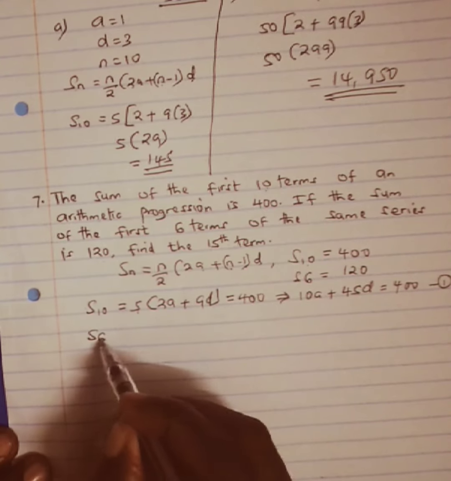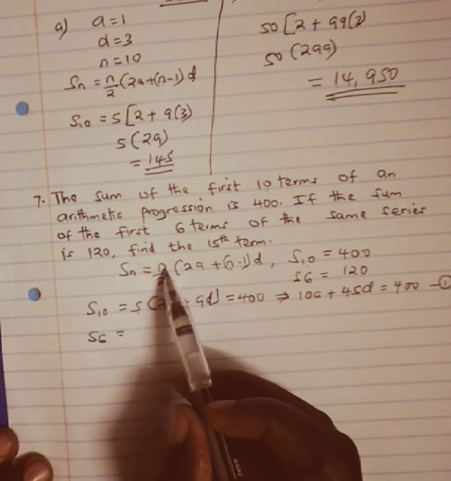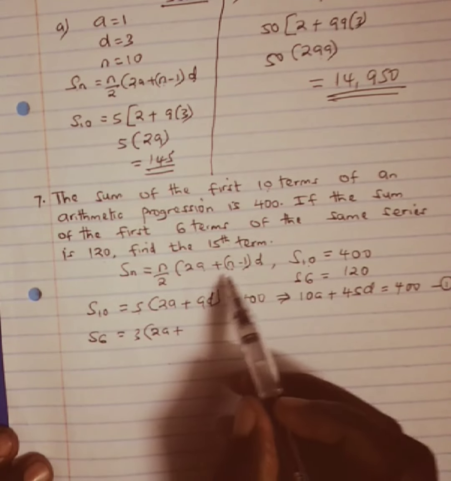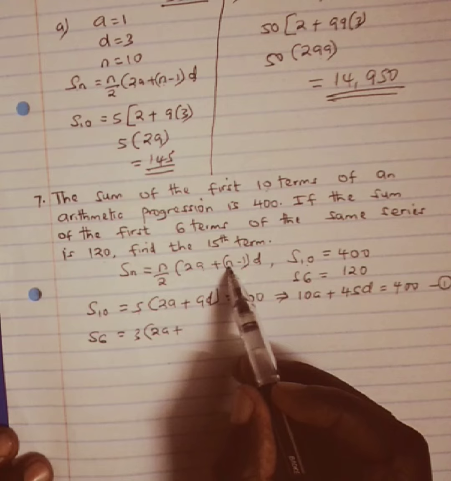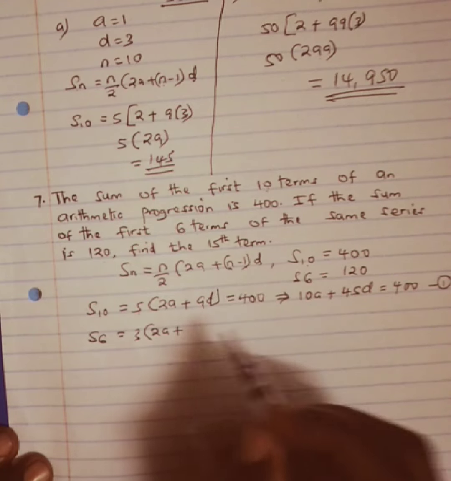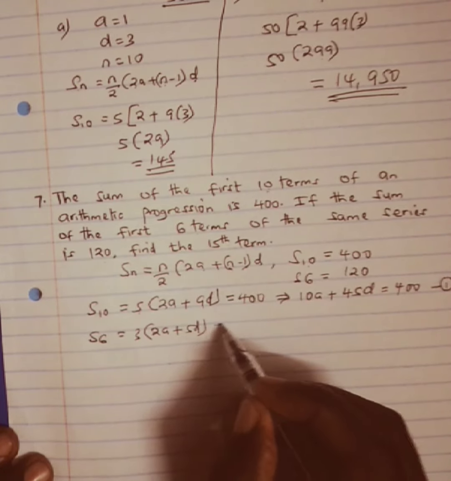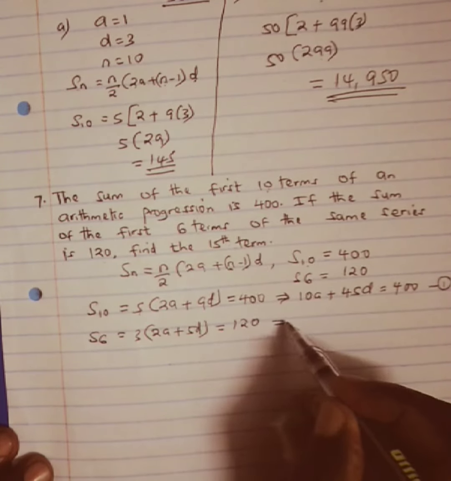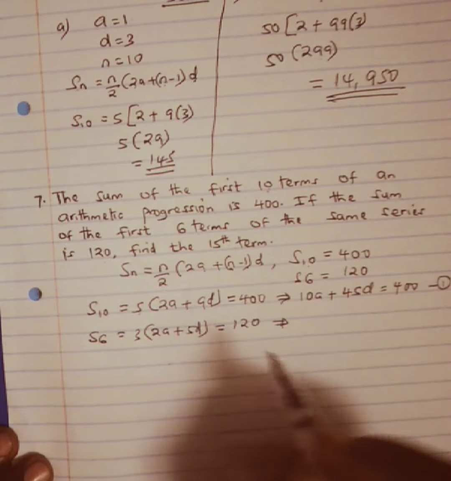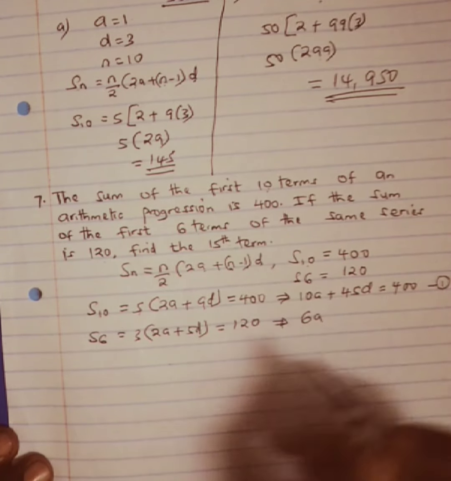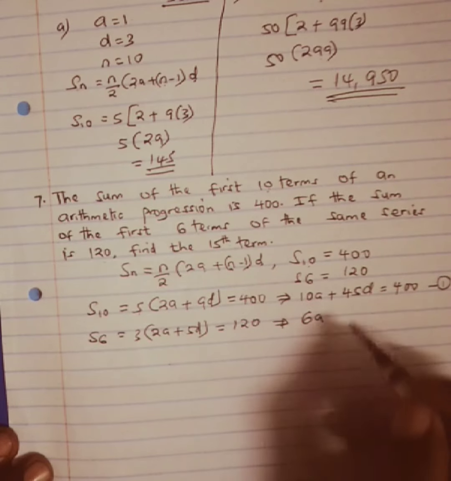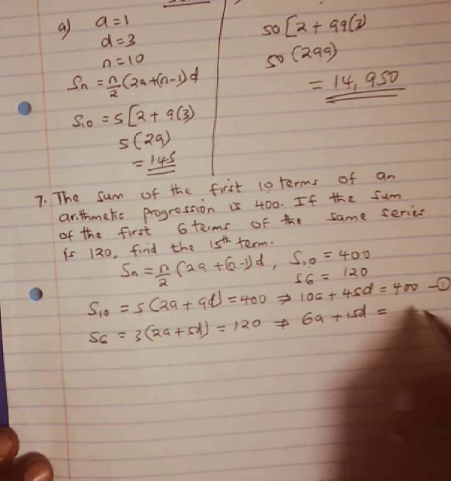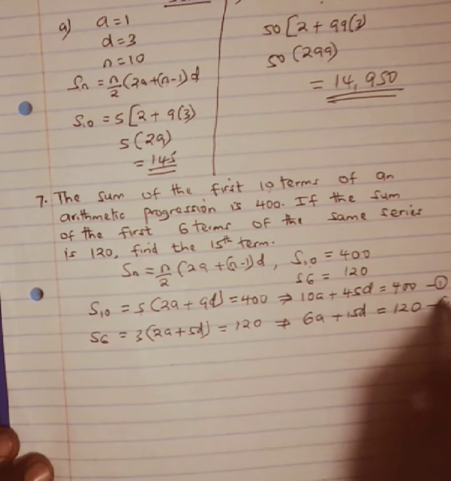Then we know the sum of 6 terms. That means n is 6. 6 divided by 2 you get 3 into 2a plus n is 6. 6 minus 1 you get 5. 5 times d you get 5d. And this one we are told it is 120. So if you open the brackets, we are going to have 3 times 2a giving us 6a. 3 times 5 will give us 15d, and this one is going to be equal to 120 as our equation number 2.